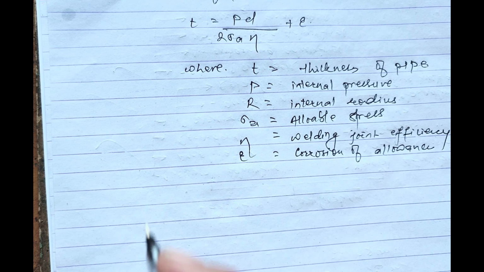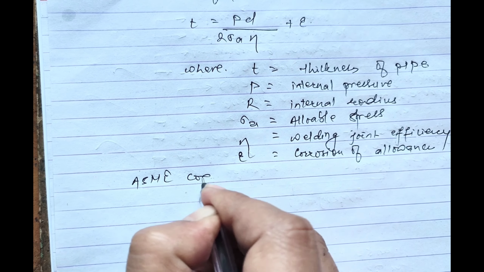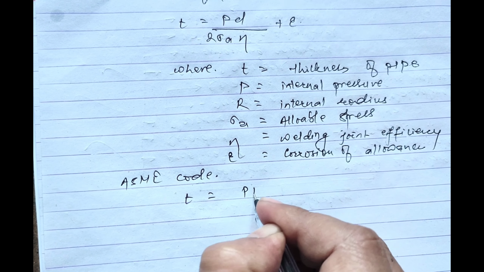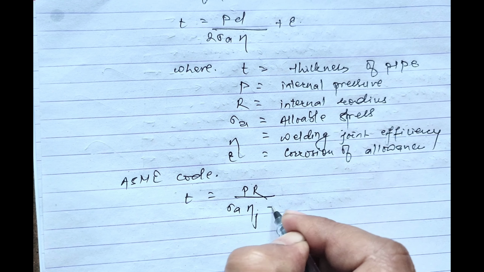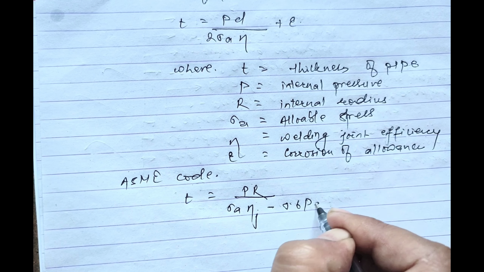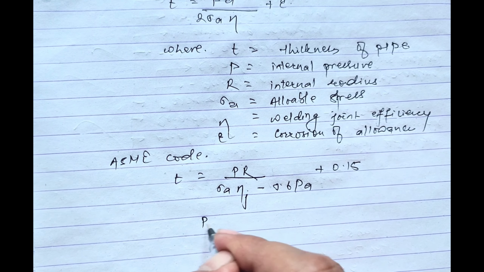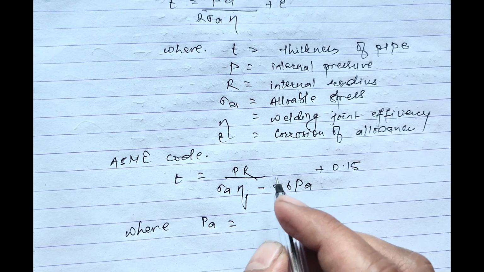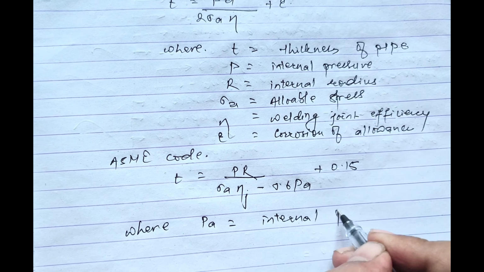Whereas as per the ASME code, the formula for the thickness is given as t equals PR divided by sigma times J minus 0.6 P, plus 0.15, where P equals pressure.